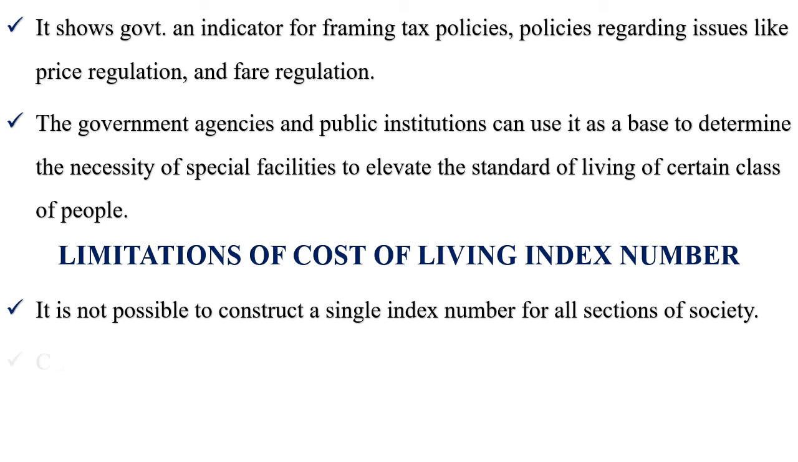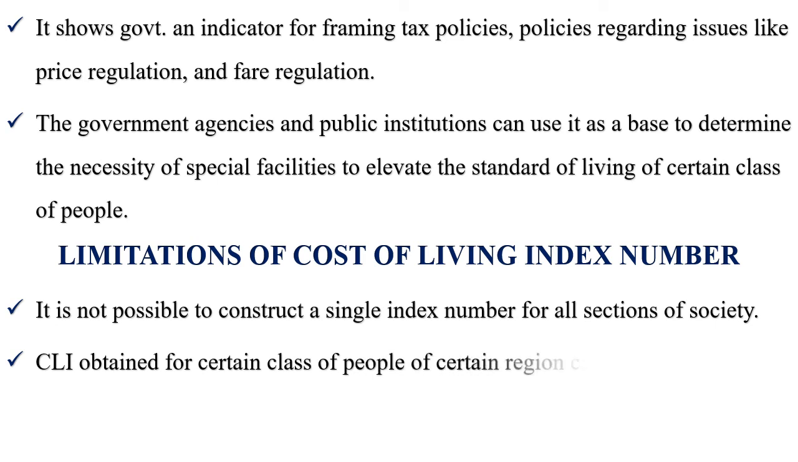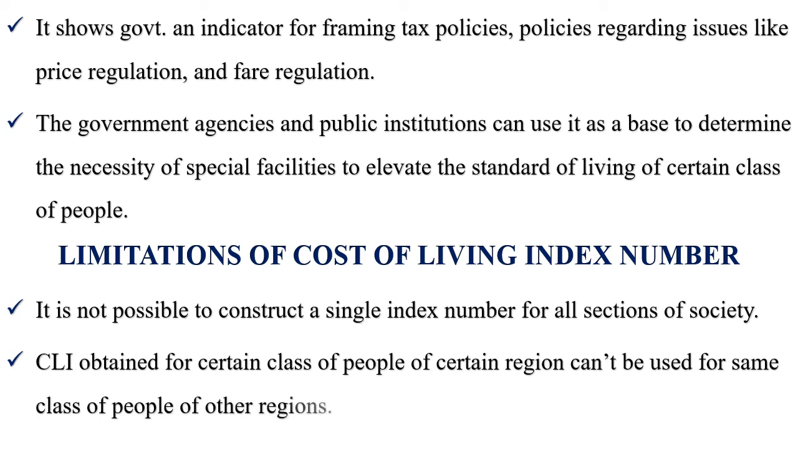It's not easy, it's very difficult. Cost of living index number obtained for a certain class of people of a certain region can't be used for the same class of people of other regions. If the cost of living index number calculated for a certain class of people of Rajasthan cannot be used for the same class of people of Gujarat, the conditions, the government, the policies, the environment, the society, everything is different. You can't compare them. You can't say that the same index number used in Rajasthan can be used in Gujarat.